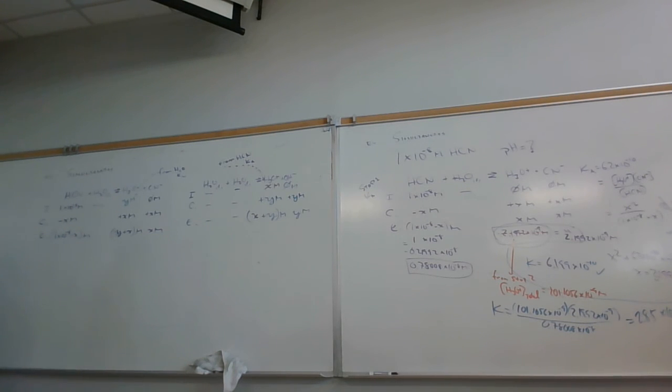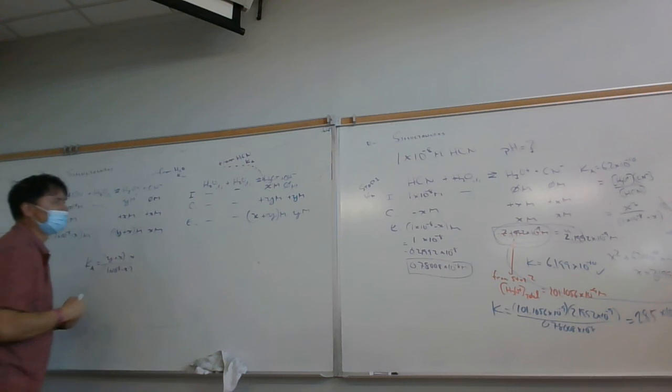Well, we have two unknowns here. If we have two unknowns, we're going to need two equations to solve that. And so what are the two equations that we're going to generate? Well, the first equation is going to be the Ka equation. The Ka equation is going to be the hydronium times the cyanide. So this is going to be Y plus X times X divided by the HCN, 1 times 10 to the minus 8 minus X.